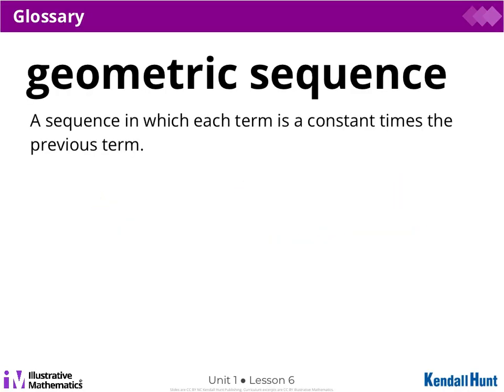Now, for geometric sequences, we multiply or we divide. And geometric sequences have what's called a growth factor. Now, we always think of growth as going up. There can be negative growth, so a growth factor is not always increasing.